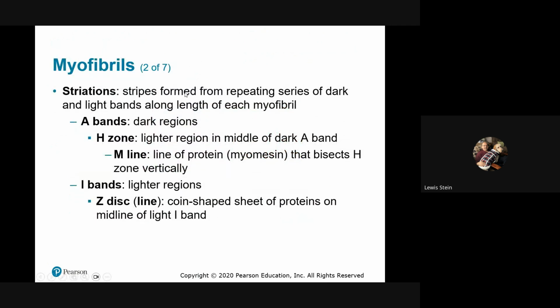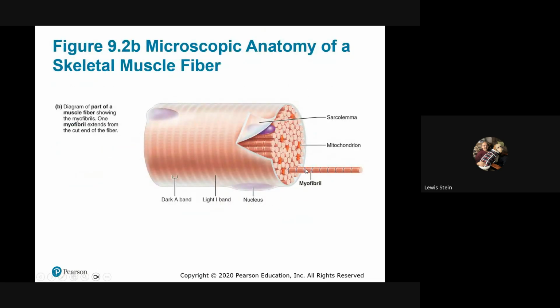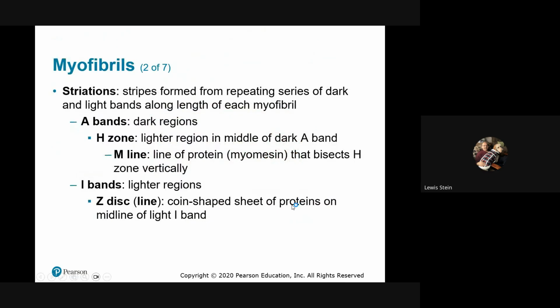So the striation, or stripes, come from each repeating series of dark and light bands along each myofibril, that banding pattern. So basically you're going to see a light zone and a dark zone, a light zone and a dark zone. They give them names. You will never get this wrong.